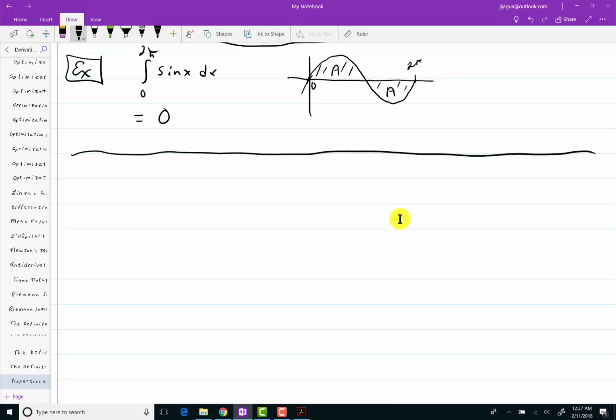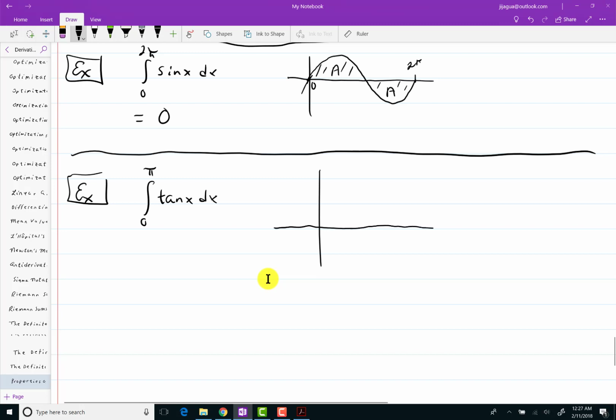What about something like this? The integral from 0 to pi of tangent of x dx. Well, let's take a look. I know that tangent of 0 is 0. I know that it comes in and goes like this. But then we have a vertical asymptote at pi over 2. And then down here, we come up and it's 0 again at pi. So how do we do something like this? Well, the answer to this is does not exist.